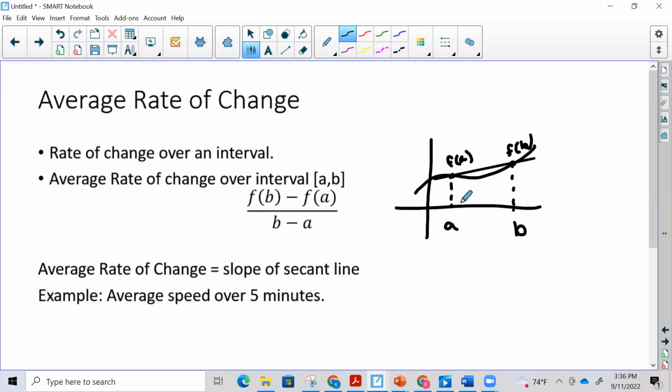So if we look at it graphically, we have a curve. We're looking over an interval that starts at a and ends at b, and we're finding the average rate of change, which is the slope of that line, which again is called the secant line. So an example is like the average speed over 5 minutes. We will be doing more applications to business, so finding the average revenue or the average profit or the average cost.